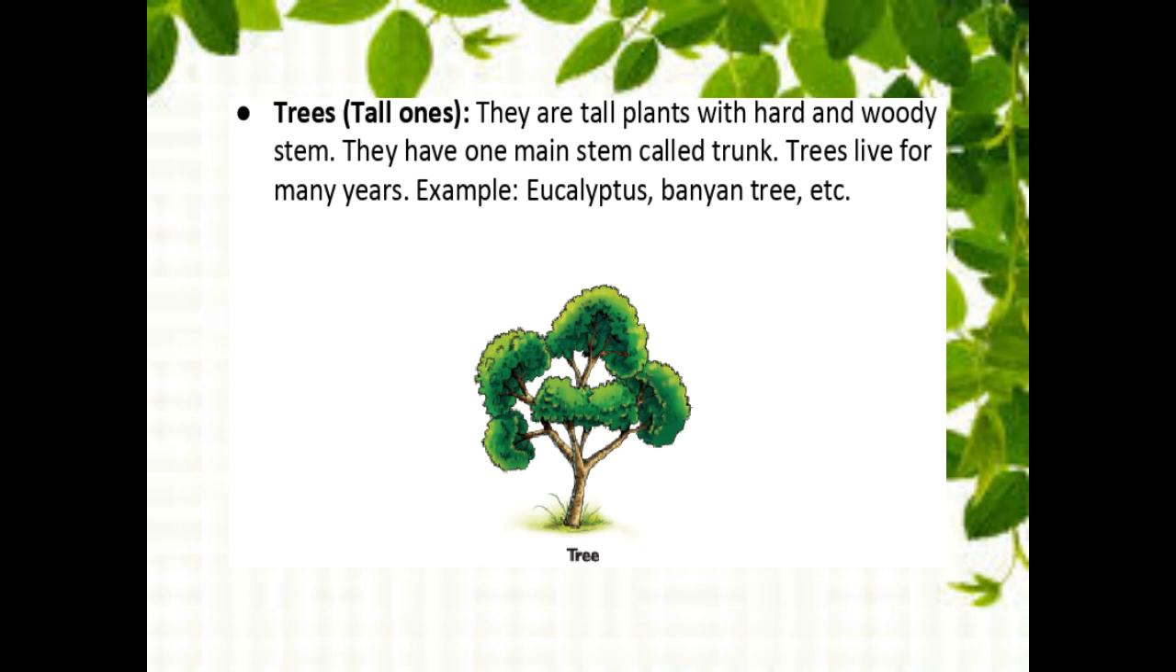Right. And the next one is tree. As you well know about the trees, they are very tall. They have many branches, strong and thick branches, that is thick stem. Right. And the main stem is called trunk. Okay, examples might be eucalyptus, banyan tree, mango tree, coconut tree, etc. So these are the 5 basic types of flowering plants. Right. So what are the basic types? Herbs, shrubs, creepers, climbers, and trees.